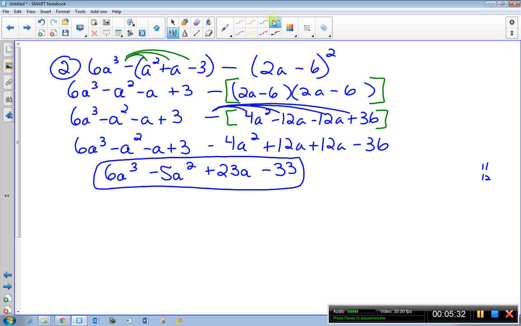And that concludes these two examples for some extra polynomials review.